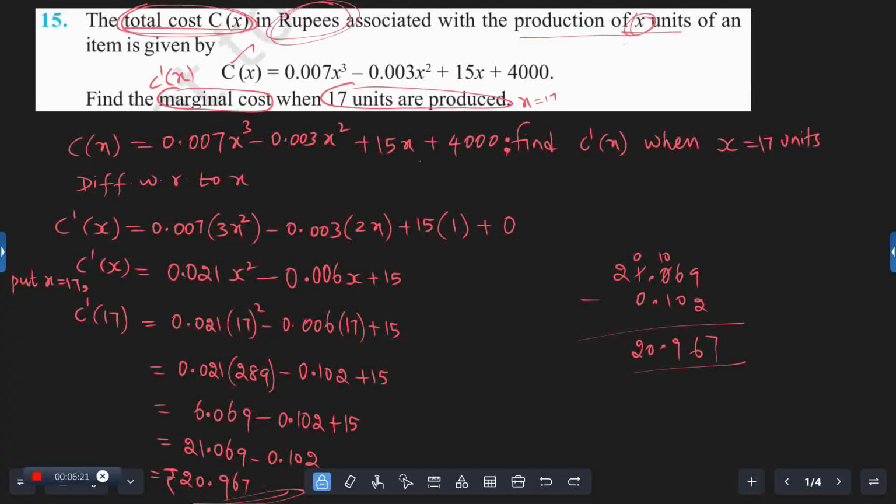Shall we go to next? Question number 16.